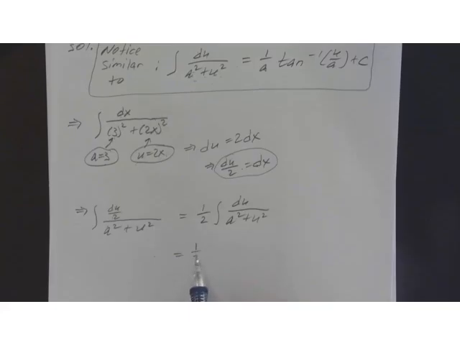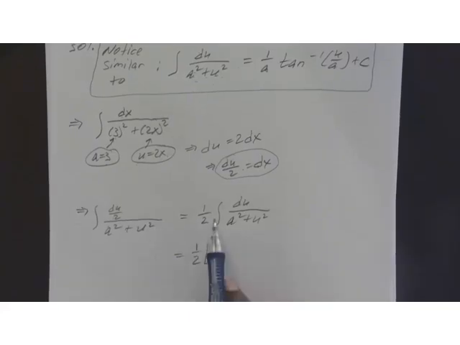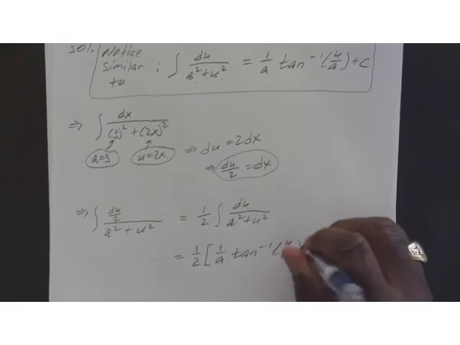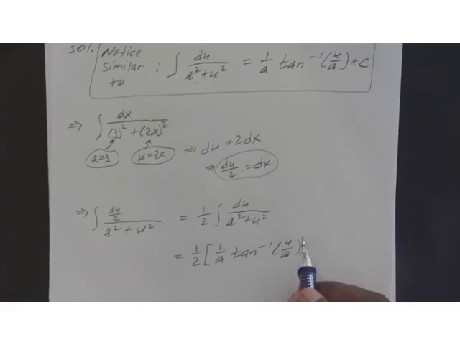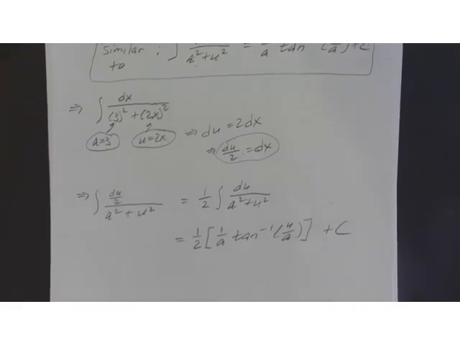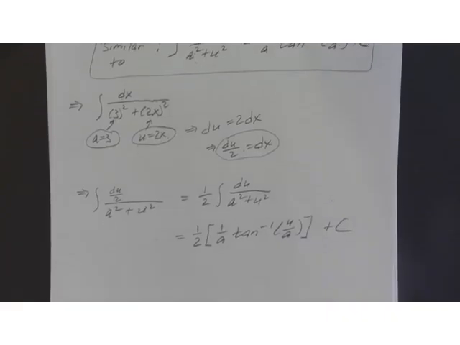Okay, so we know that that's equal to 1/2 times, and that integral is 1 over a times tangent inverse of u divided by a. Well, we don't need the plus c on the inside of there. We can put the plus c on the outside. Plus c. So here, we just go ahead and replace our u and a.